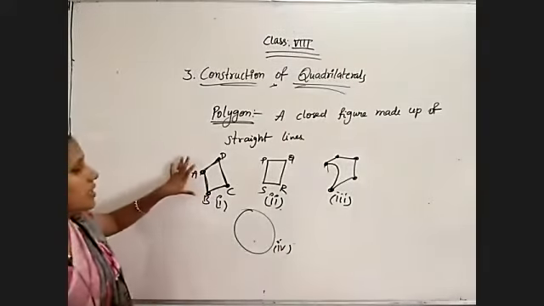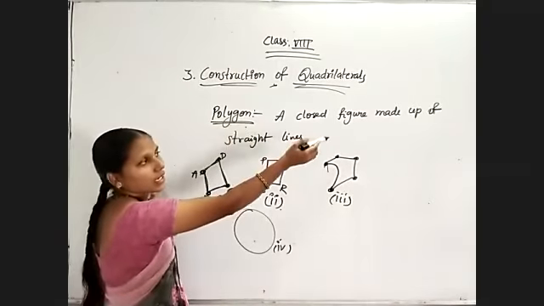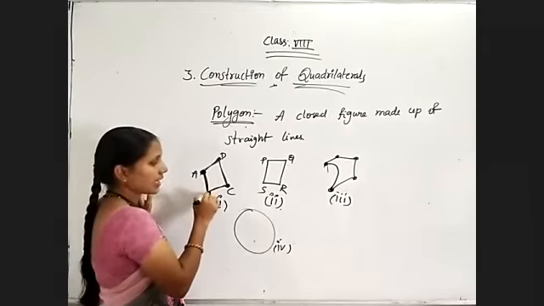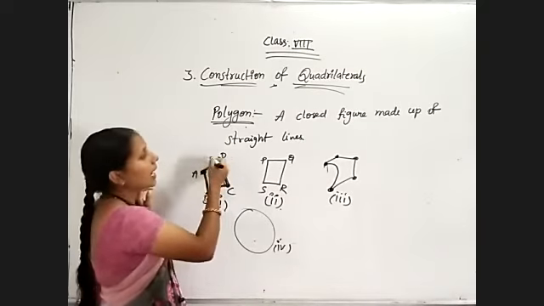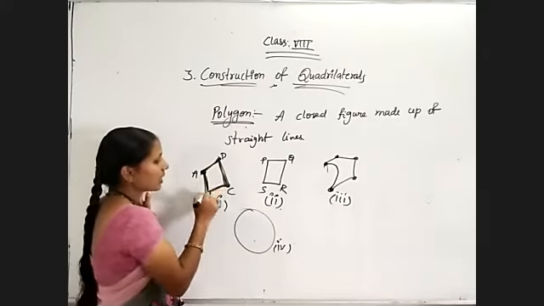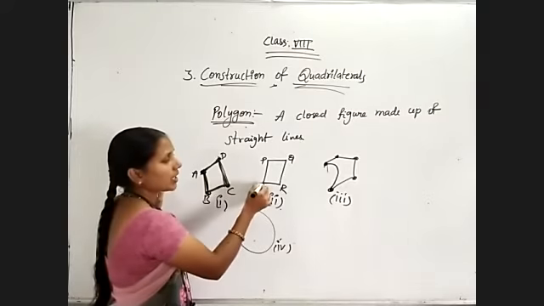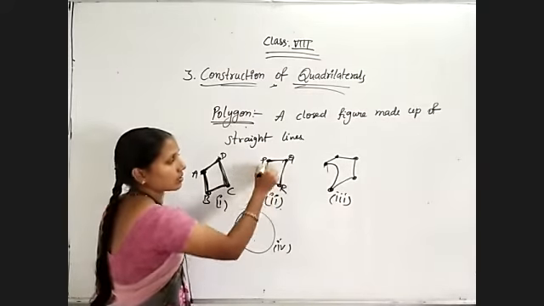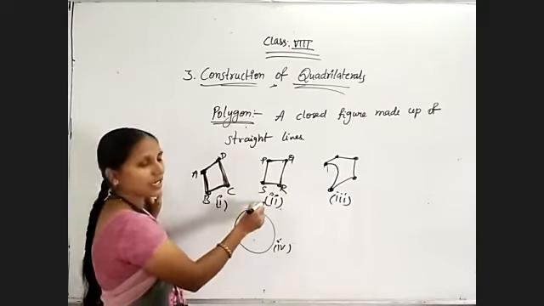Okay, observe this first picture. What is the polygon statement? A closed figure made up of straight lines. Now observe this. AB is one straight line, BC is one straight line, CD is one straight line, DA is one straight line, and it is a closed figure. So a closed figure made up of straight lines is known as a polygon. Yes. Now coming to PQRS. Here also all are straight lines only. So it is also a polygon. First figure and second figure are polygons.